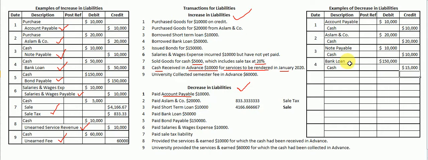It means in each and every transaction, if you have noticed, both are decreasing: liability is decreasing and asset is decreasing. Liability and asset in each and every one is decreasing.